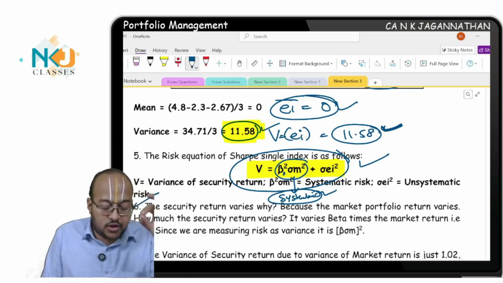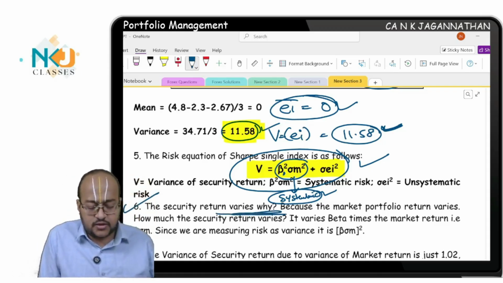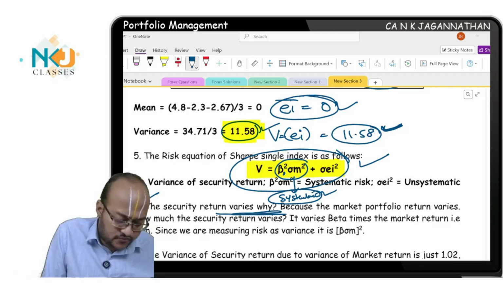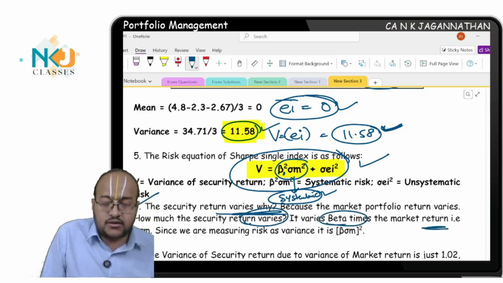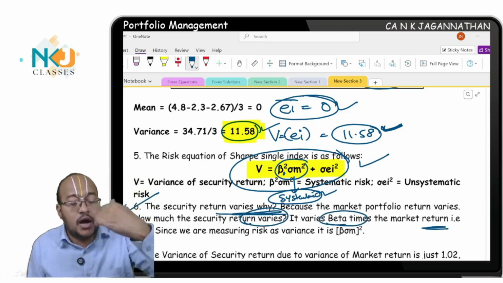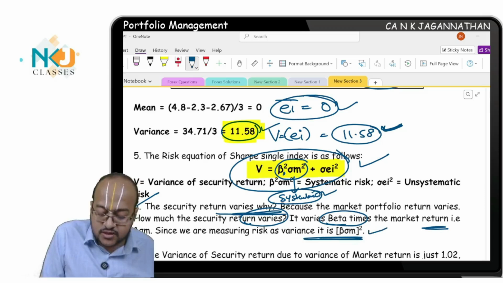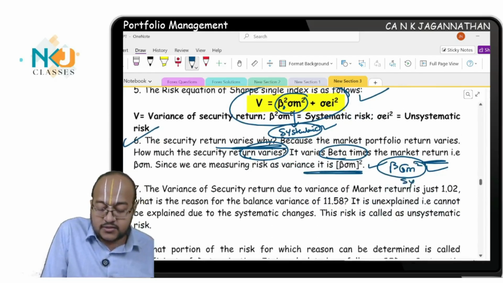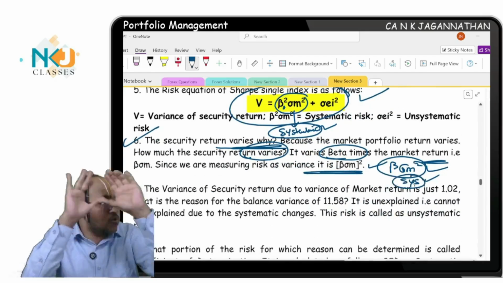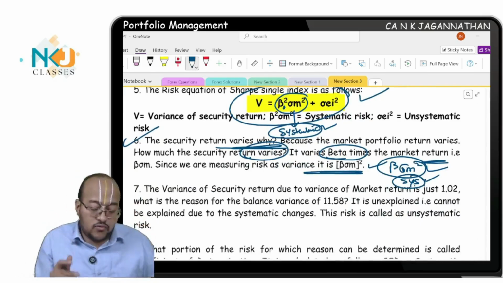Now, the security return varies. Why? Because the market portfolio return varies. How much does the security return vary? It varies beta times the market return. That's why we multiplied beta into RM. Since we are measuring risk in variance terms, this is nothing but beta square sigma m square. This is systematic risk. Out of the total risk, whatever is correlated to the market will be measured like this.